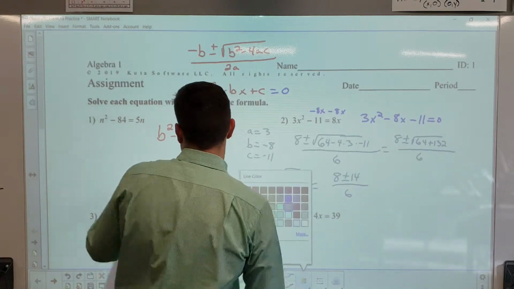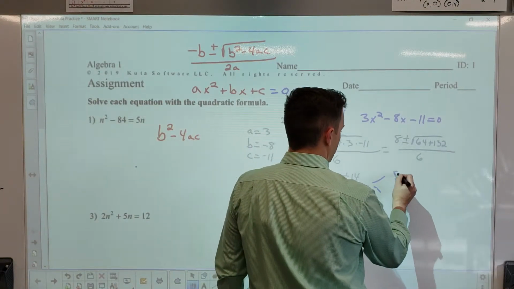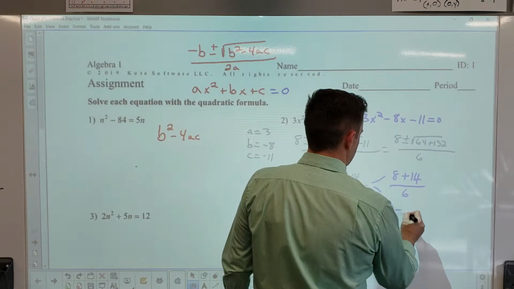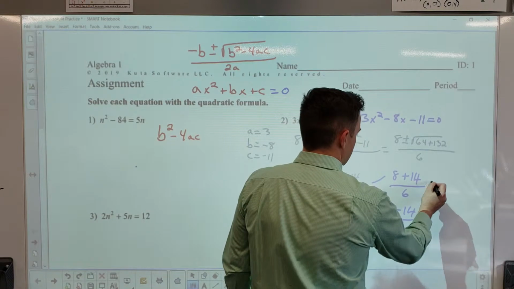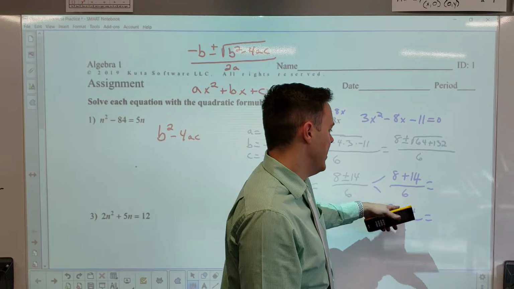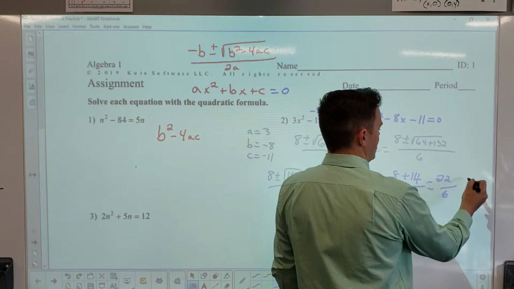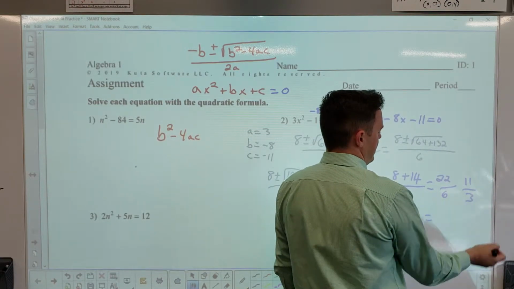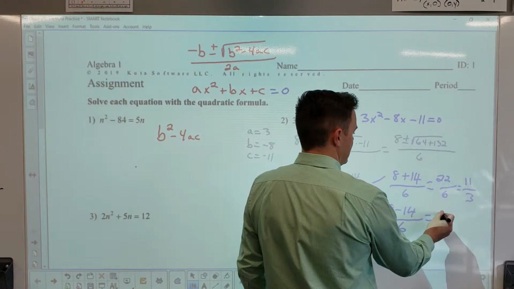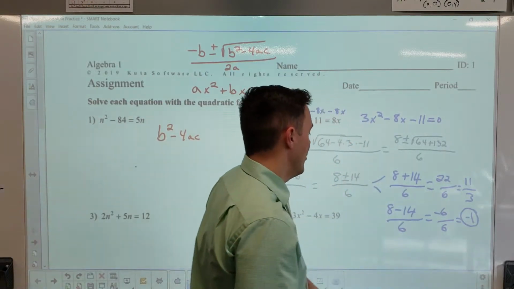So on questions 1, 2, 3, and 4, you're going to get whole numbers. So you split this equation up, be 8 plus 14 over 6, and then 8 minus 14 over 6. And this would be 22 divided by 6, which can be reduced to 11 over 3. Okay, and then this one right here, 8 minus 14 is a negative 6. Negative 6 over 6 is, of course, negative 1. Okay, so there's your setup.